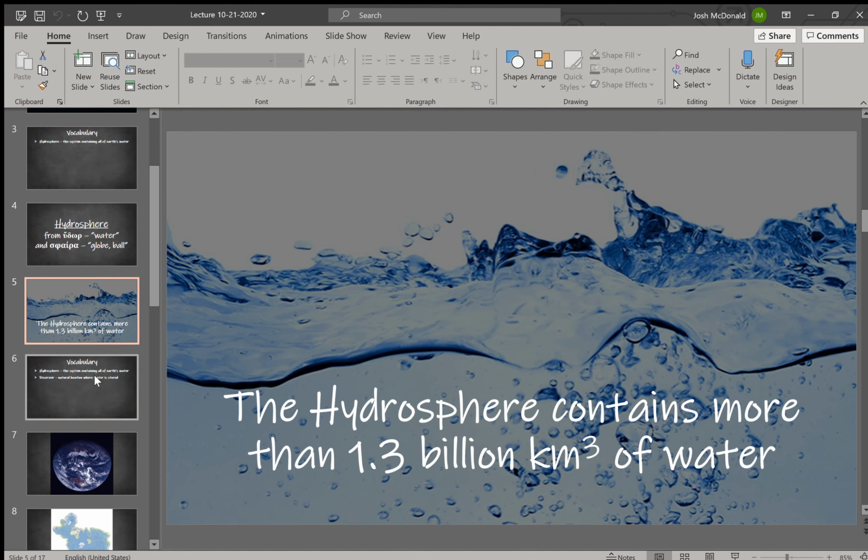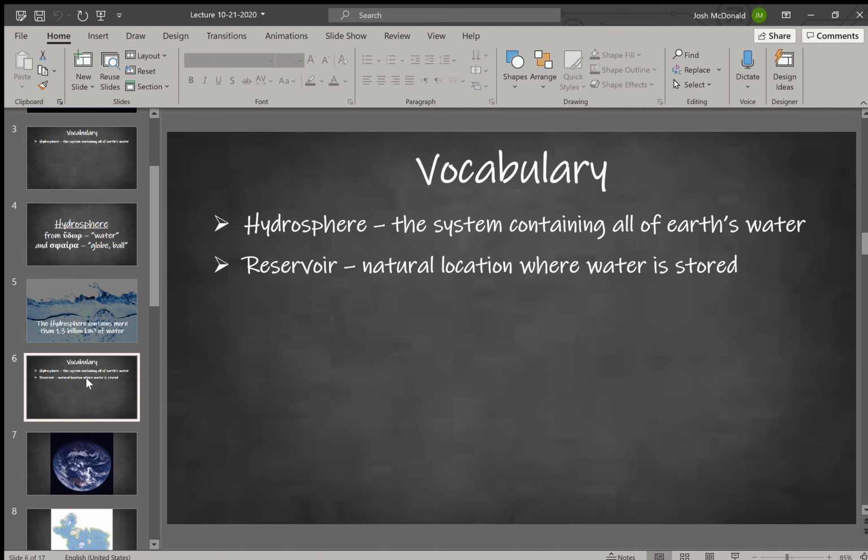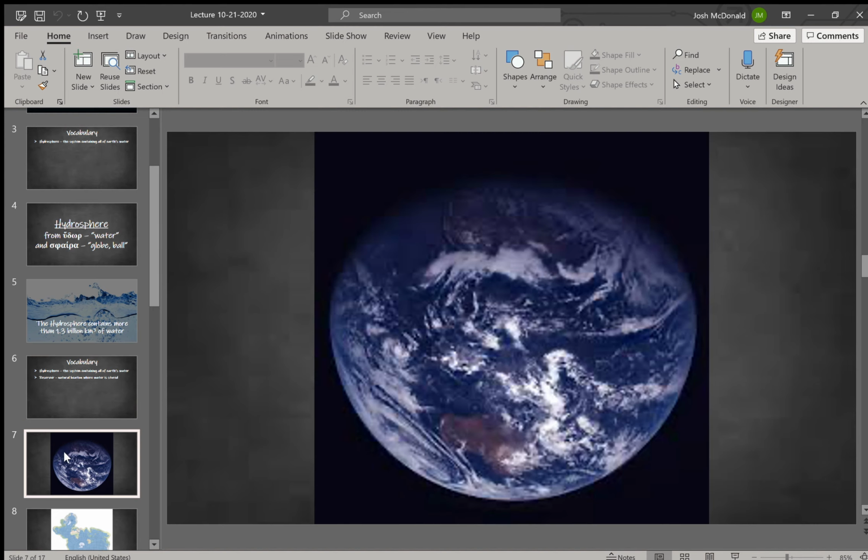So let's first talk about where we find water. A place where water is naturally stored is a reservoir. It's a natural location where water is stored. I'm sure you've heard that word reservoir before. So when we talk about places where water is naturally just sitting there, it's a reservoir. The largest reservoir is the ocean.